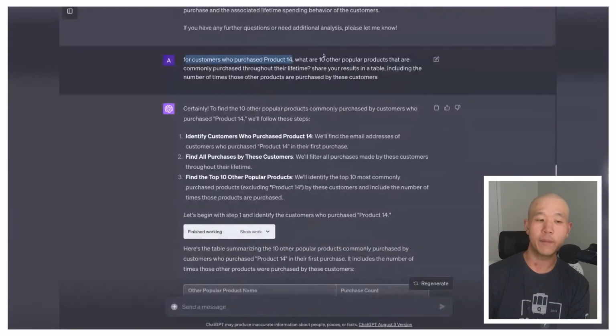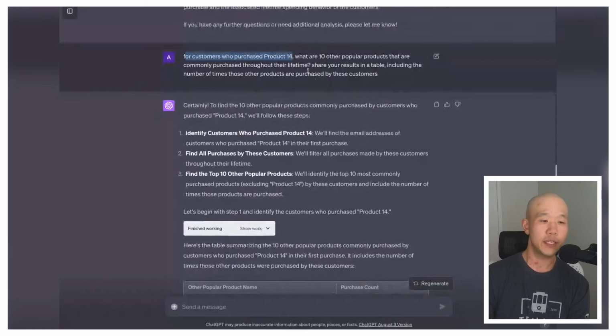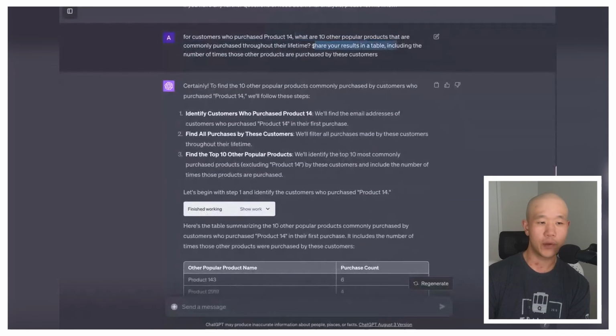What's being implied here is that this is one of the products that helps with driving new customer acquisition at a higher LTV. What are 10 other products that are commonly purchased throughout their lifetime? Share your results in a table, including the number of times these other products are purchased by these customers. The intention here is that I want to end up with a list of products that, if you bought product number 14, you also bought these. And I want to organize them from most popular to least popular so that I can organize my retention marketing efforts in that order of priority.